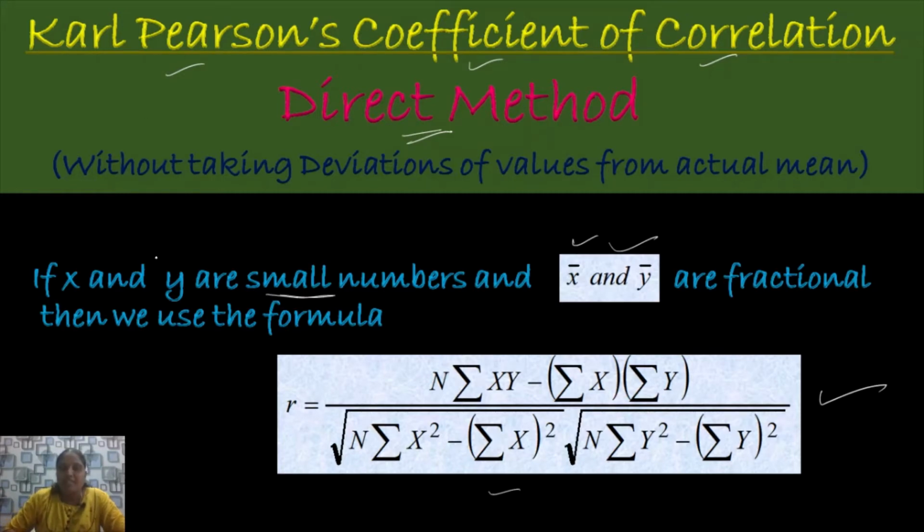In our previous method, that is the actual mean method, if x and y are small numbers and also the values of x bar and y bar are whole numbers, we make use of the actual mean method. Suppose x bar and y bar, the arithmetic means of x and y, are fractional, something like x bar takes the value 12.7 or y bar takes the value 17.2. If it takes a fractional value like this, then we have to prefer the direct method to calculate Karl Pearson's coefficient of correlation.